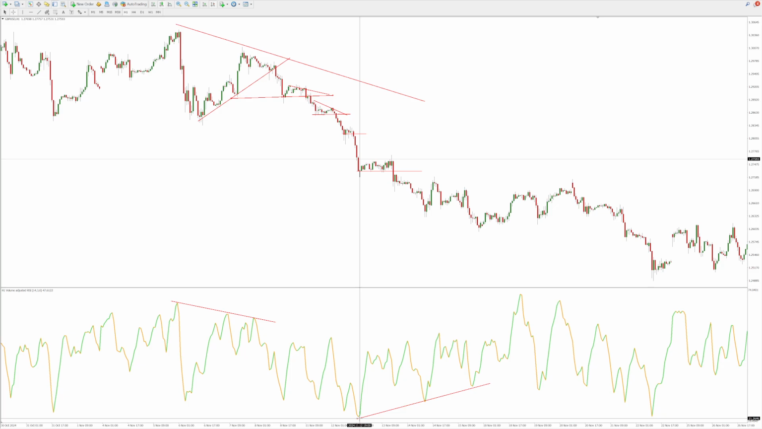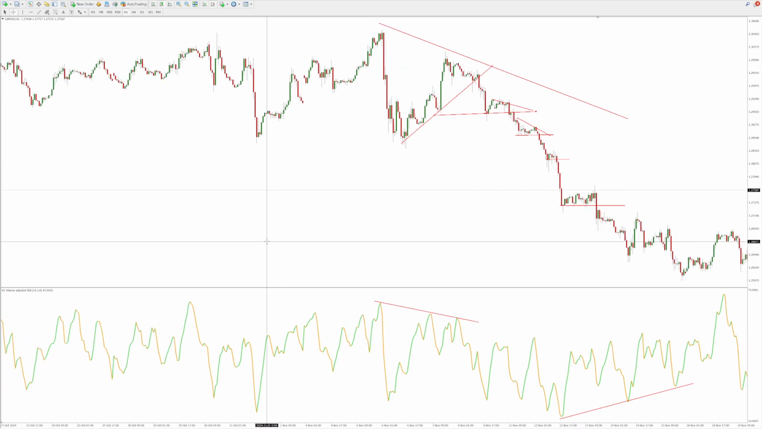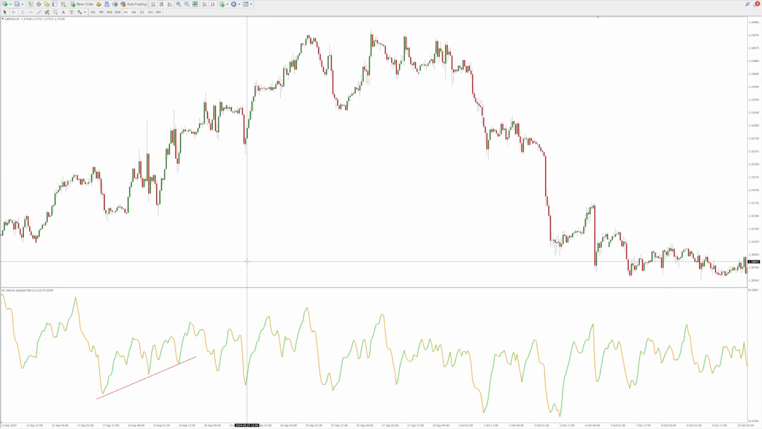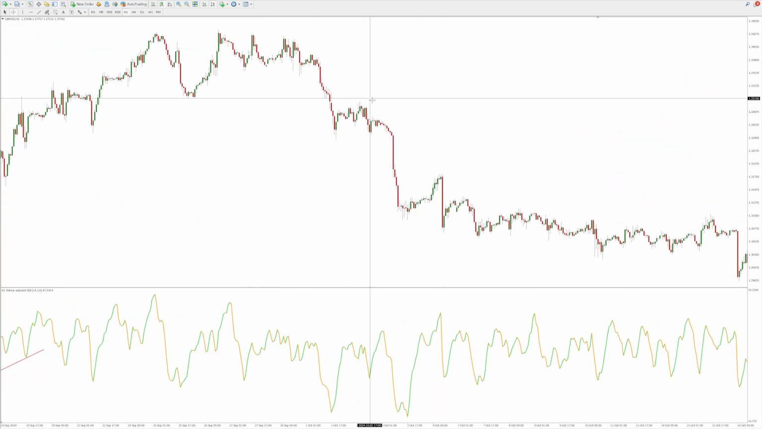You probably wouldn't have sold there. You want to wait for it to increase in value and sell around here somewhere on the breakout. Okay, so that's in a downtrend. Well, another clear example there as well. You've got your lower highs.